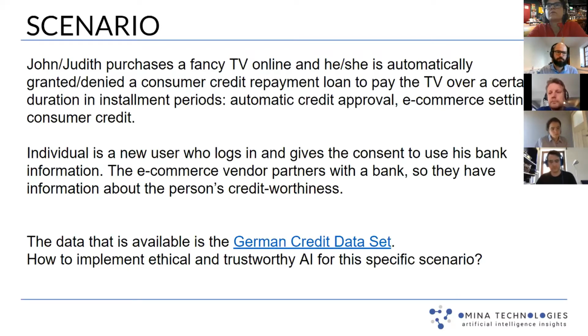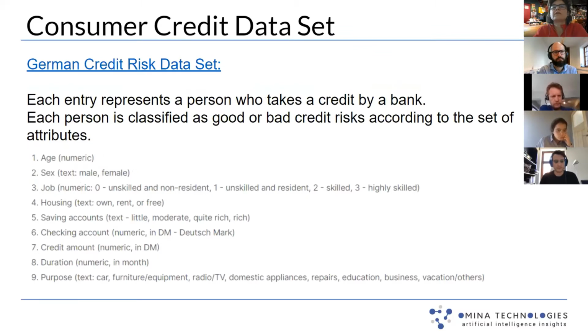So this puts us a little bit in the context of automatic credit approval, in an e-commerce setting, and obviously consumer credits. To make it even more specific, we thought it might make sense to provide you with an example data set. It's not that you cannot discuss outside of the data set, but it's probably easier to think of the specific data set.